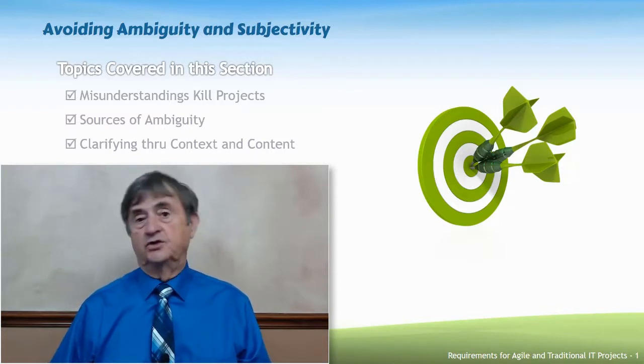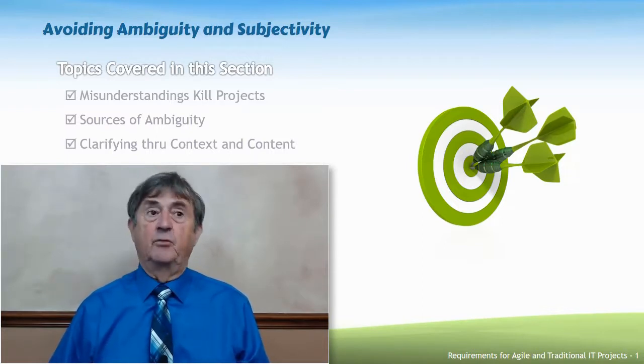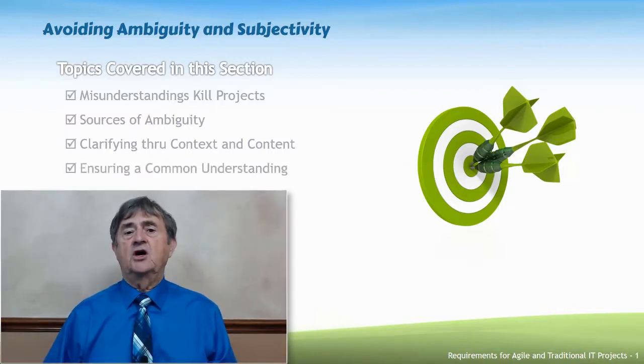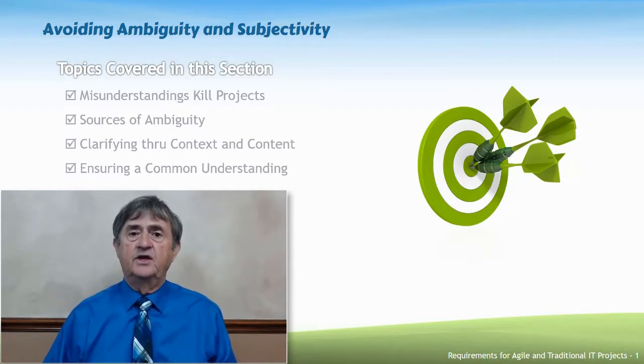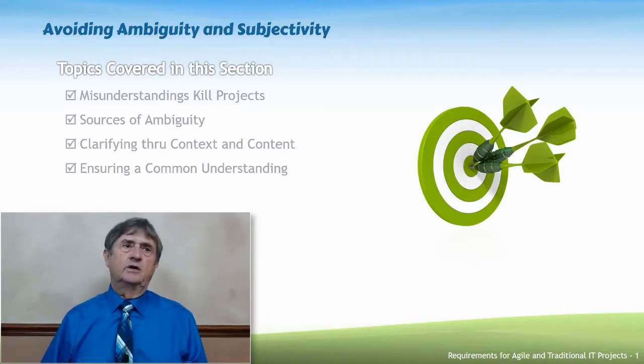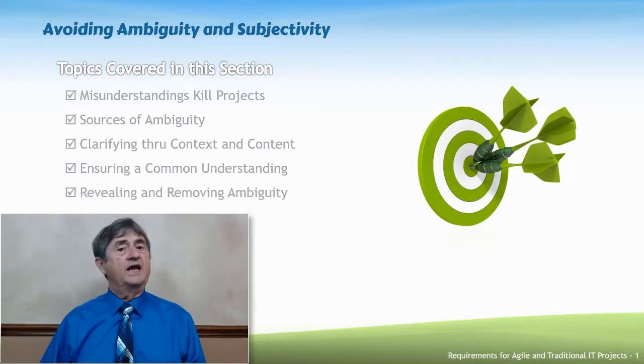in order to make sure that we have a proper understanding of what the user story, feature, requirement, test scenario, whatever it is, has, and ultimately ensuring that we have a common understanding within the team from the beginning, from the author of the user story, from the author of the statement to the very end, to the tester that is proving whether or not the application does it, that everybody is on the same page and that we are working in the same way. Ultimately, we're going to be talking about ways of revealing and removing ambiguity and subjectivity as part of this section.